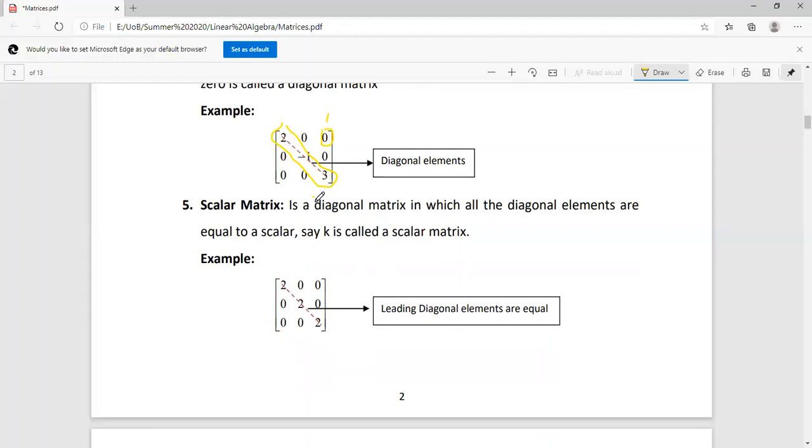So it has to be a diagonal matrix first. A scalar matrix is a diagonal matrix whose diagonal elements are equal. Another condition, you see, now it is a diagonal matrix, but diagonal elements are also equal to each other. It can be 1, 1, 1, or 2, 2, 2, or 3, 3, 3, whatever. These are called scalar matrices.